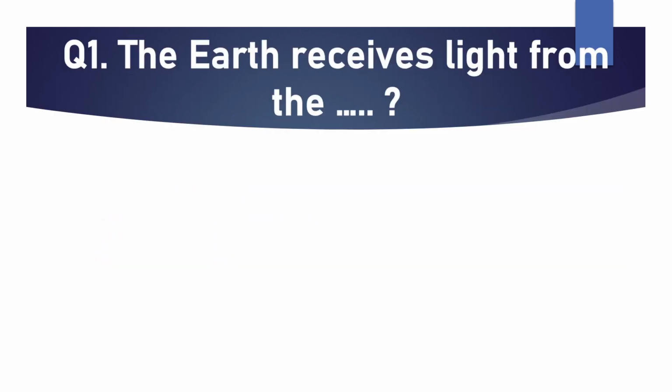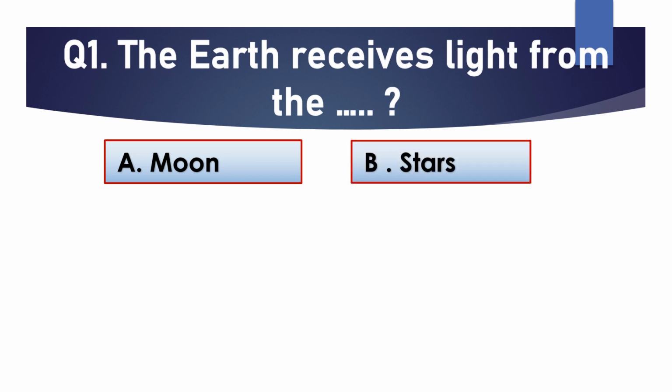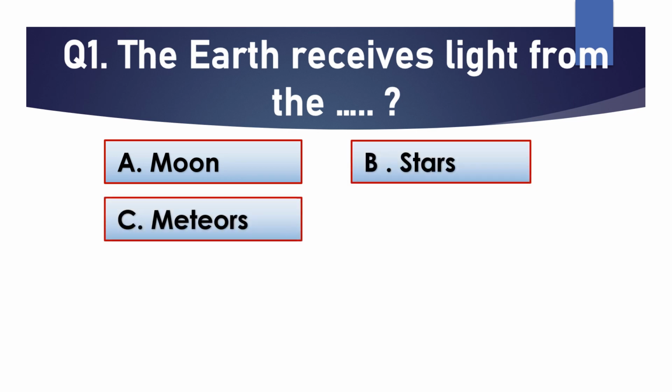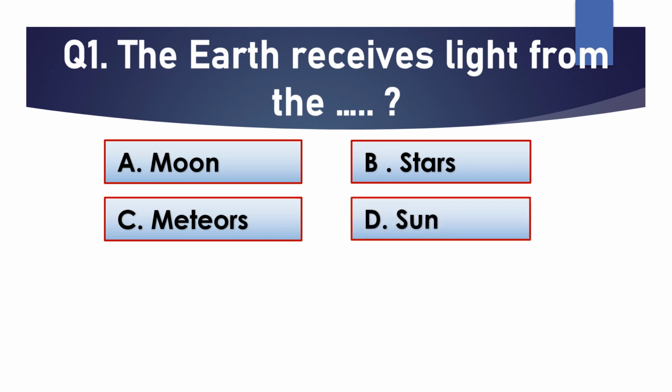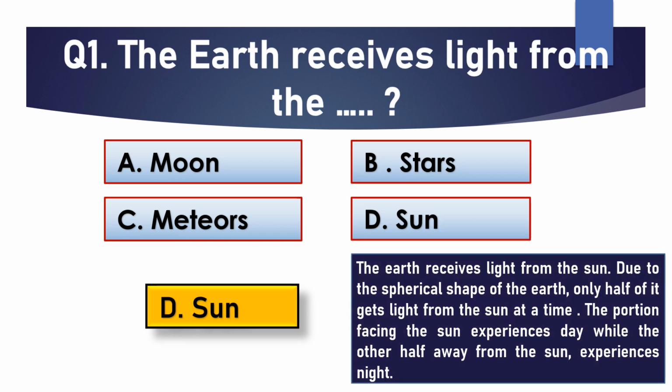The first question for today is: the Earth receives light from the, and your options are A. Moon, B. Stars, C. Meteors, or D. Sun. Yes, the answer is D. Sun. The Earth receives light from the Sun. Due to the spherical shape of the Earth, only half of it gets light from the Sun at a time. The portion facing the Sun experiences day, while the other half away from the Sun experiences night.